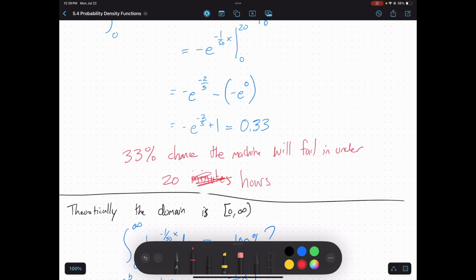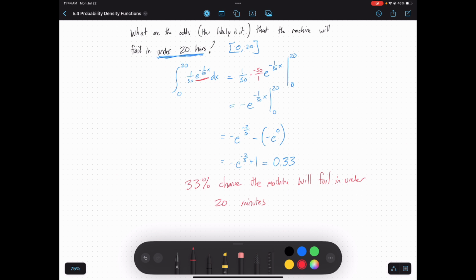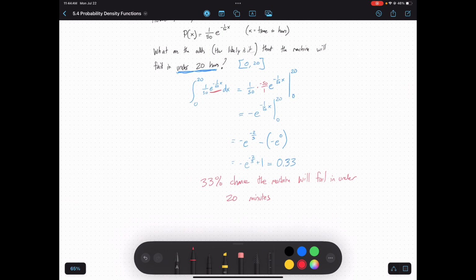I apologize. Perfect. So that's how probability density functions work. You can take the integral for a specific interval to see the probability that the outcome will be within that specific interval.